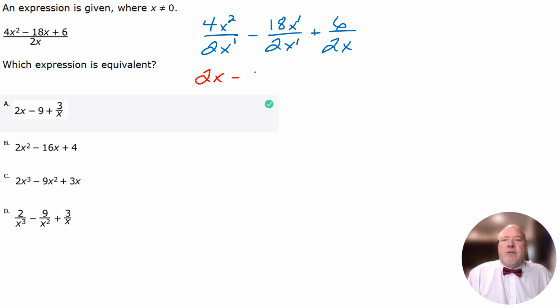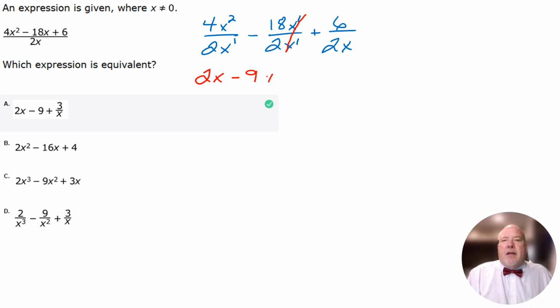18 divided by 2 is 9. X to the first divided by x to the first. Again, I'm subtracting the exponents. So that's x to the 0, which is really just 1. Anything with an exponent of 0 is equal to 1. Or you can just think about these as canceling each other out, because anything divided by itself is equal to 1. So those x's are just going to disappear.